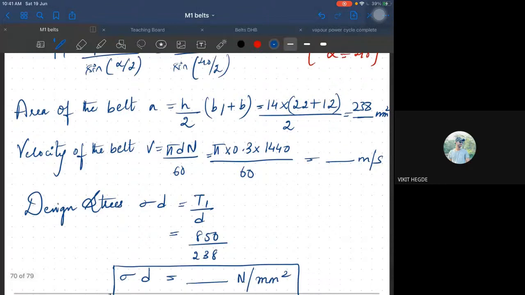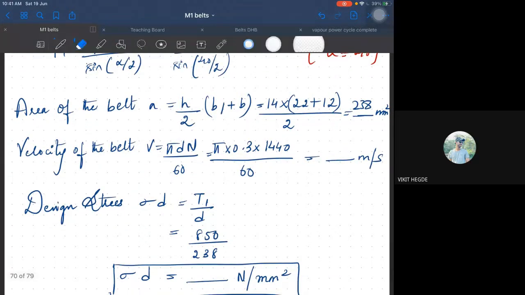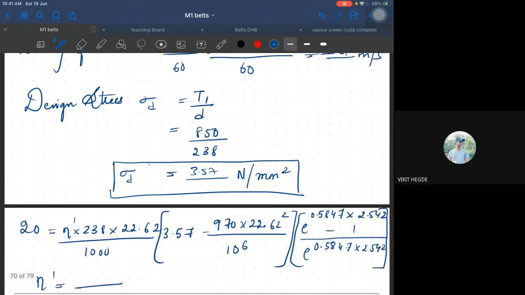So design stress I have already calculated, sigma d. How much was it? Design stress was 3.57 Newton per mm square. So 22.61 is the velocity. Now the last step, since you know all the values, substitute all the values in the equation and give me the number of belts.